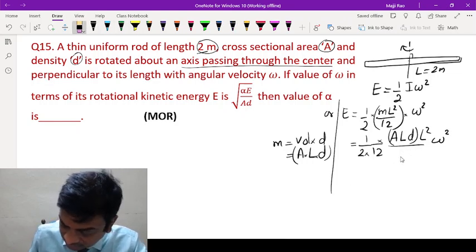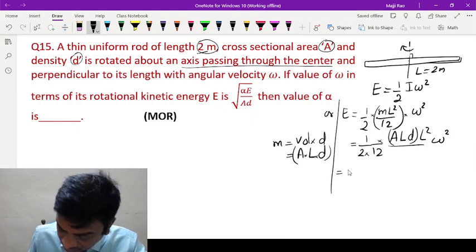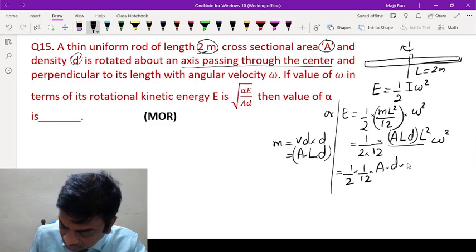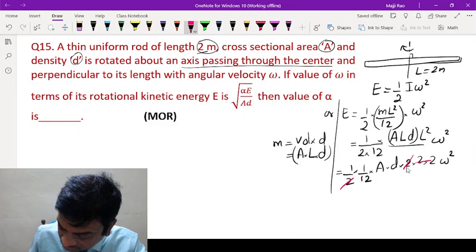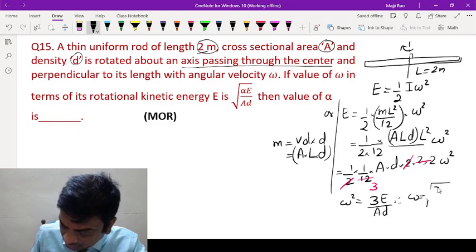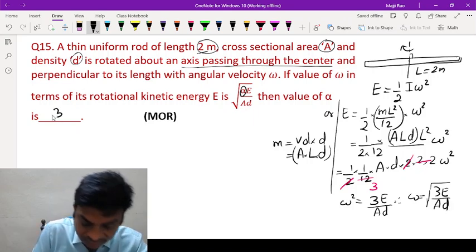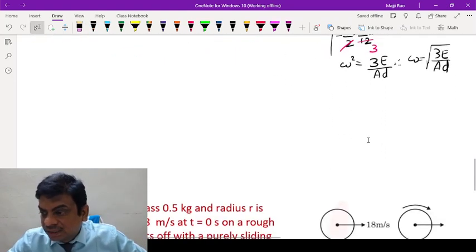So half into 1 by 12 into A into D into 2Q is 8 into omega square. So the 1 by 2 gets cancelled and 4 threes are 12. So finally we can rewrite omega square as 3e by AD. So omega will be under root 3e by AD. So this alpha is 3.